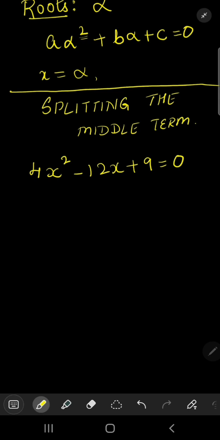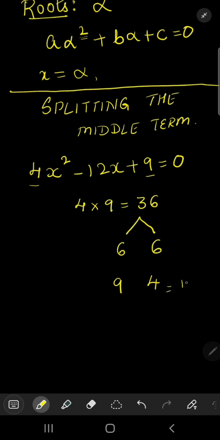First we have to multiply the coefficient of x square with the constant. So 4 into 9 is equal to 36. Now we have to find two factors of 36 so that the sum gives minus 12, that is the middle term. This is the reason why we call it splitting the middle term. What are the factors which when added we get minus 12? It will be 6 into 6, 6 sixes are 36. We could have taken 9 into 4, but 9 plus 4 will give us 13 and 9 minus 4 will give 5, which is not the middle term. So 6 into 6 will be the factors.